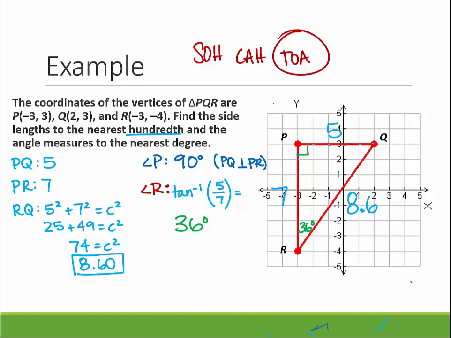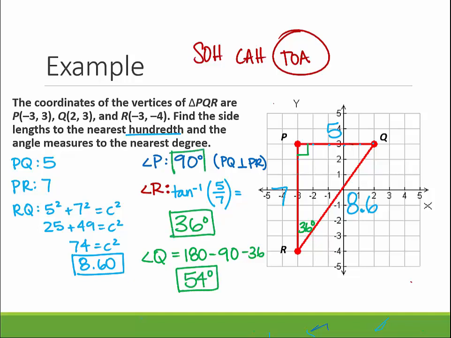We know this one's a right angle. So then we can quickly solve for angle Q. It's going to be 180 minus 90 minus 36. So you end up with that one being 54 degrees. So we have solved for every part of this triangle when we were only given the points of the triangle.